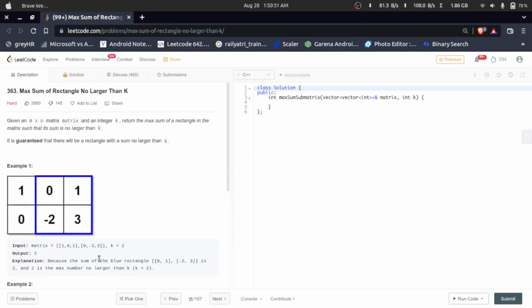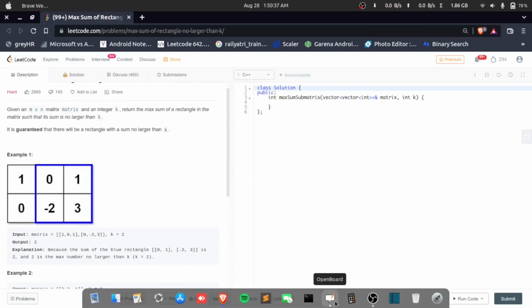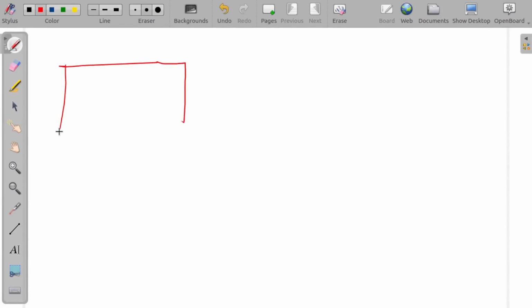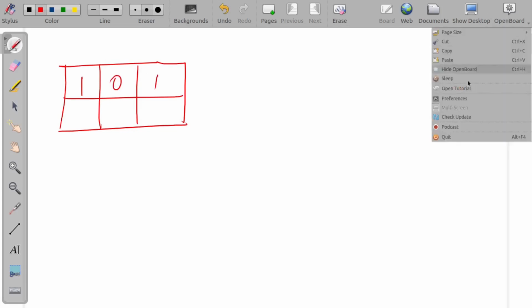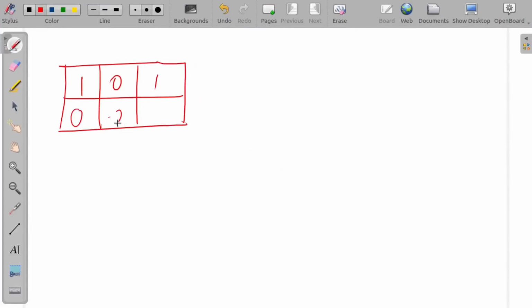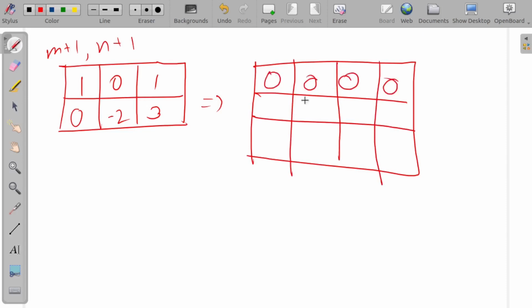So I am going directly to the dry run, and after that I will implement my logic as code. Take the matrix 1 0 1, 0 minus 2 3. What I'll do is take an m plus 1 by n plus 1 size matrix, that means one extra row and column of zeros.